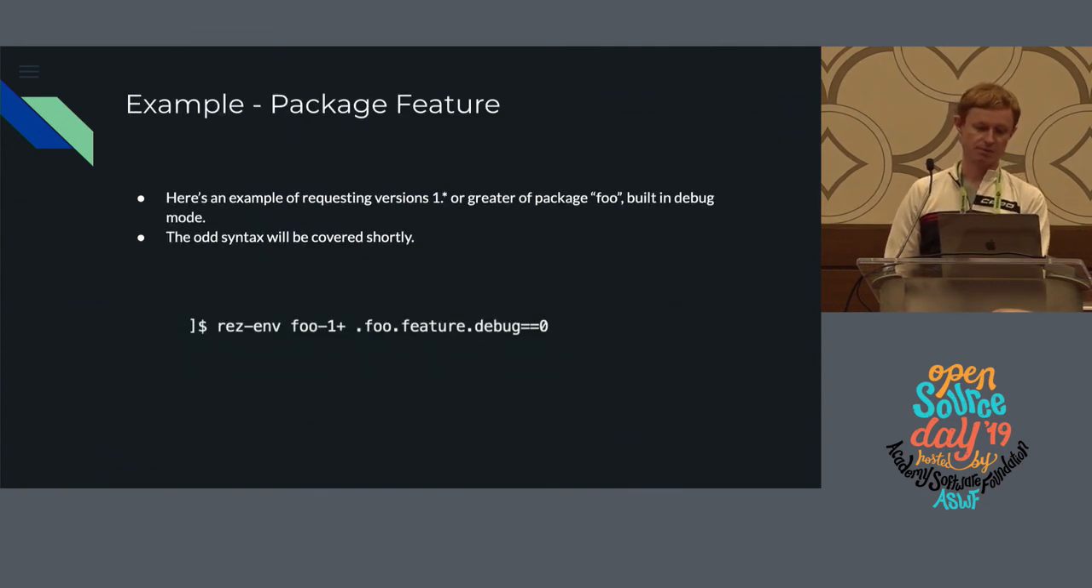So here's an example. Let's say you want version 1 or greater of some package foo, but you want it to be built in debug mode. Sorry, you want to retrieve the version of foo that was built in debug mode. This is what that will look like. So rez-m foo-1+, which everyone will be very familiar with, but then you have this kind of odd syntax here, which I'll explain shortly, and this is actually requesting a feature. The feature in this case is the fact that foo was built in debug mode.